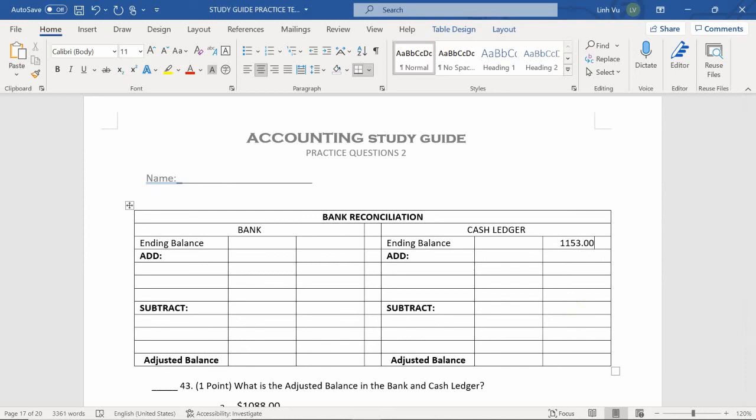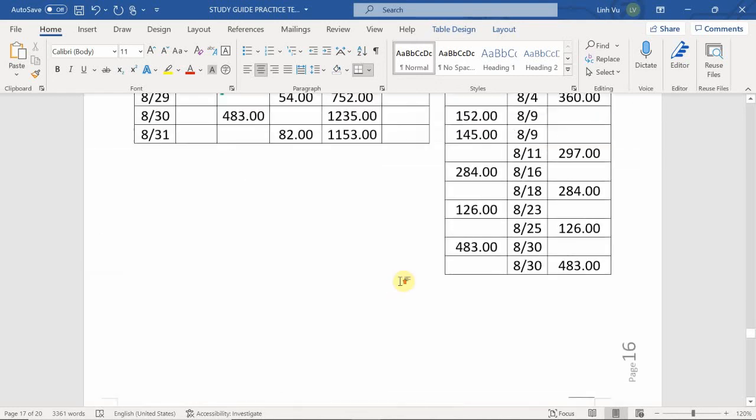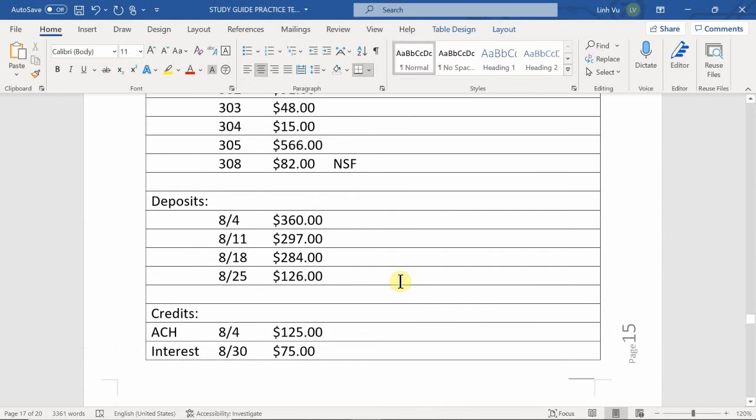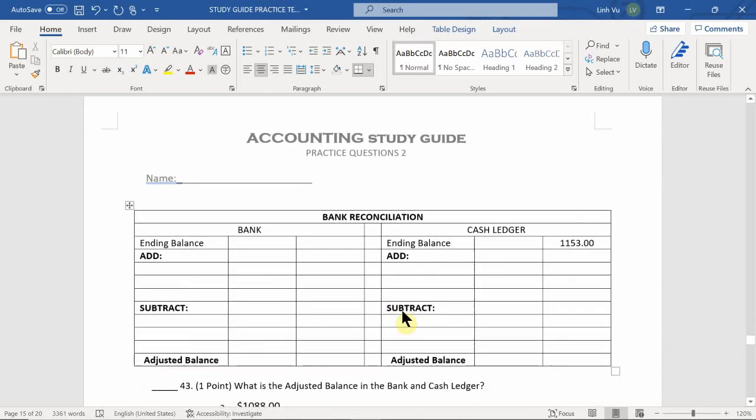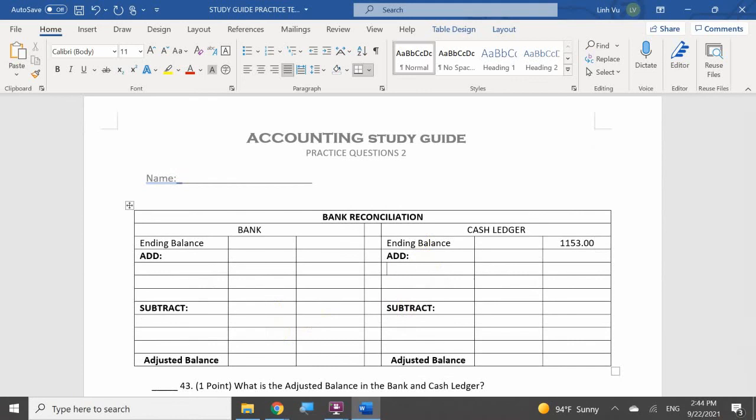All right, so on the cash side, what are we going to be adding to our cash? The interest. Okay, so let's take a look at our bank statement. So we have interest. Yes, you have an ACH of 125, and interest of 75. So we have $200 there. Good. I'm going to go ahead and write it here. We have ACH for 125, and then we have interest for 75.